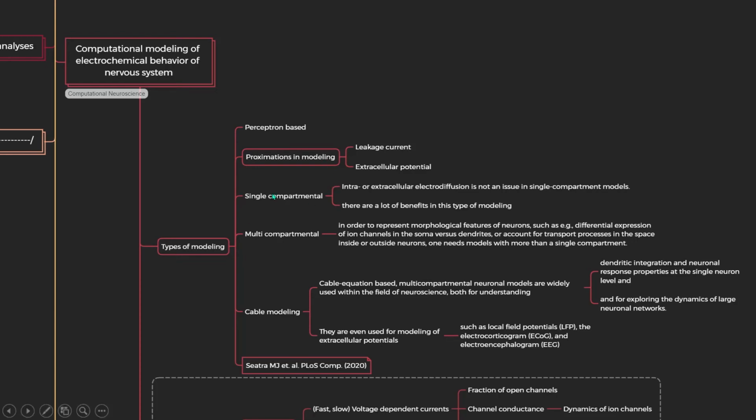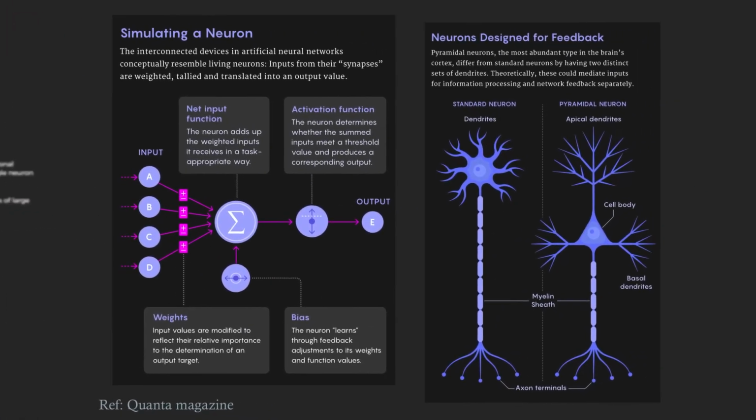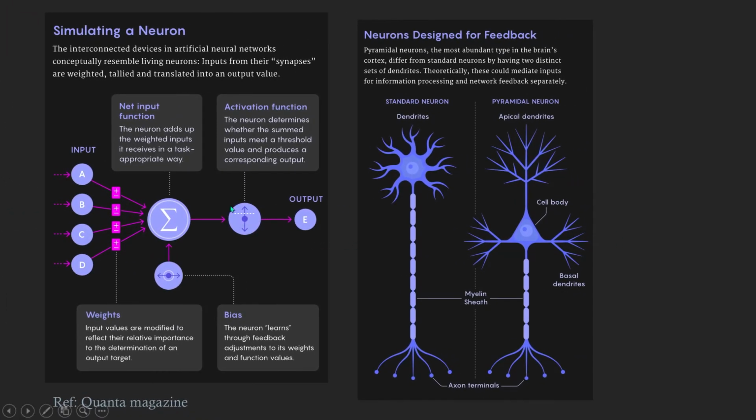Then we have single compartmental, multi-compartmental, and cable models. There are some good figures about them here. As you can see, the left figure is the perceptron base, where we have the perceptron, and the synaptic connections and their weights. So basic deep learning is just synaptic weights and input, layer, output, and stuff like that.